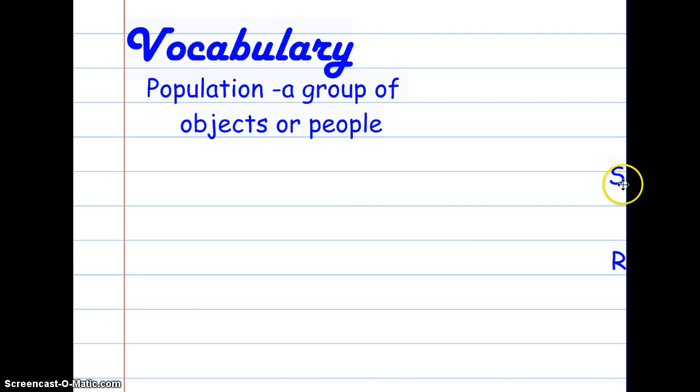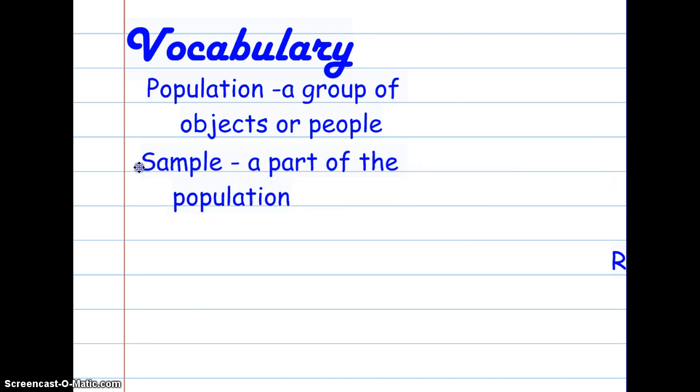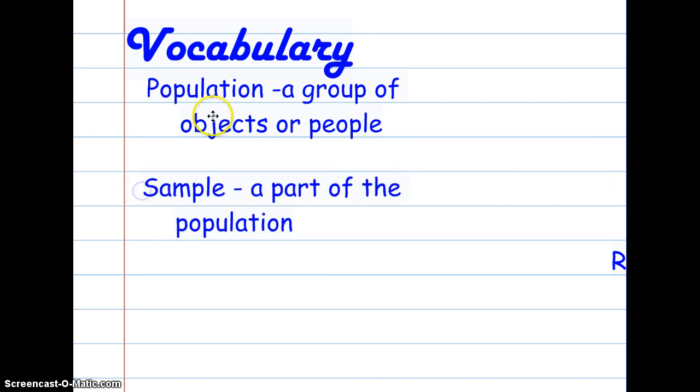And then the second word is sample. Sample is a part of that population. So the population is the whole group, and then a sample of that is obviously a smaller part of the group. If you were to go to the grocery store and get a sample of something, they wouldn't give you the whole thing, they'd just give you a little taste of it. So sample is a rather easy term for a lot of people because it's used in many different contexts.